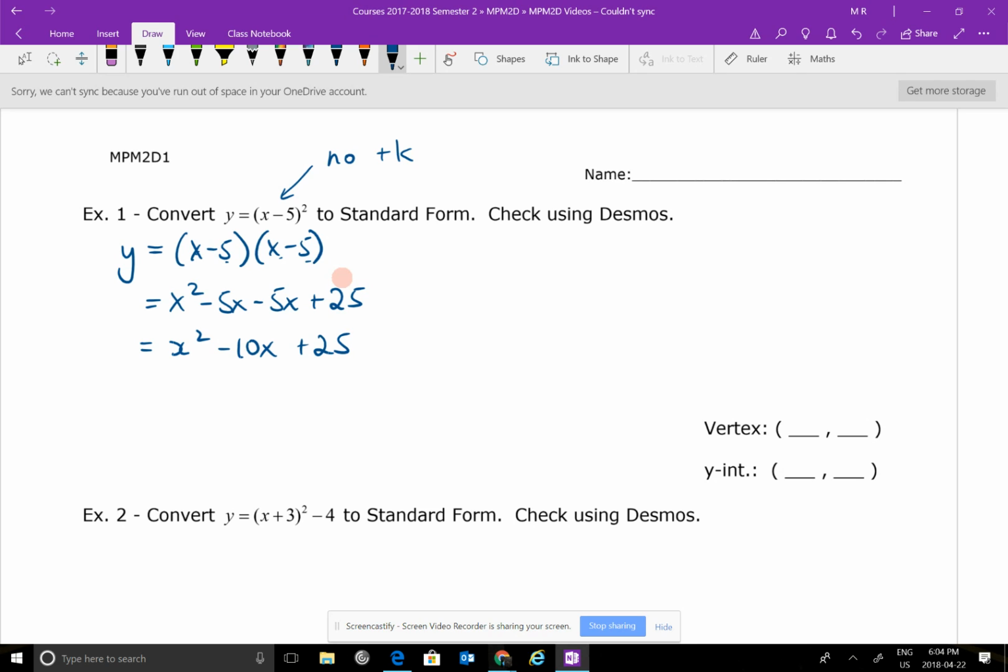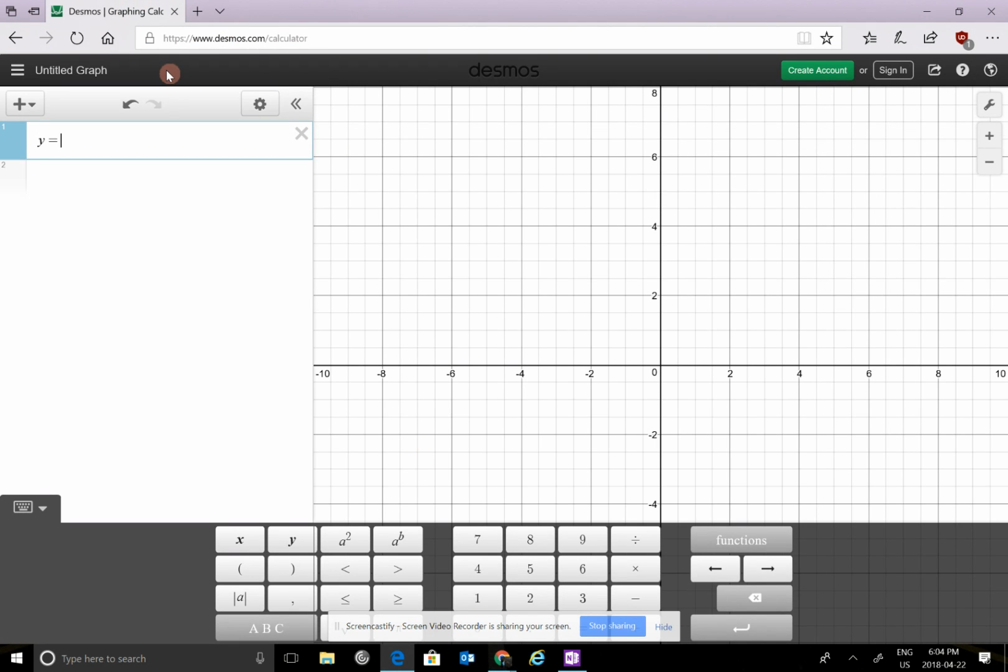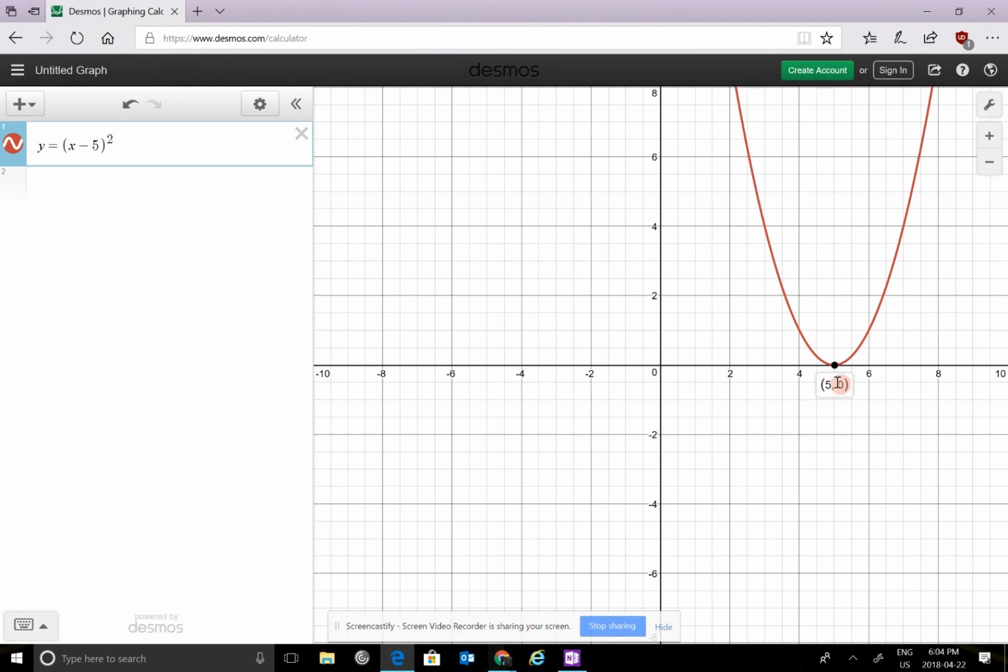Now, if we looked at this equation in Desmos, you may recognize something here. So let's open up Desmos. Let's write in y equals (x minus 5) squared. And notice what its vertex is. Its vertex is positive 5 and 0.